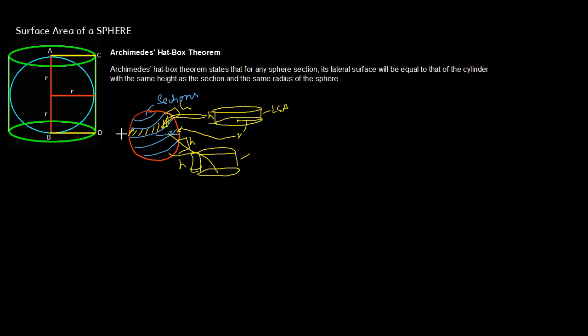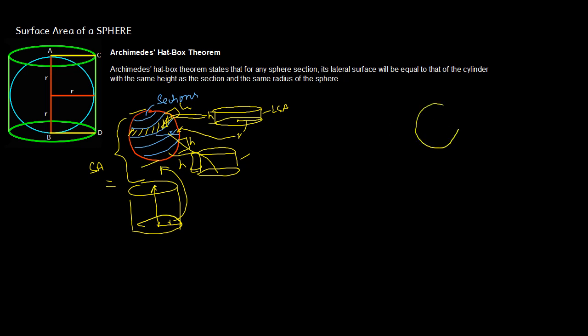Now if I take this as a whole, that means the full surface area should be equal to a cylinder of the same radius as the sphere and the same height as the sphere. If I take a sphere and a cylinder, the height is the same for both of them, and the radius is going to be the same thing I've drawn here.